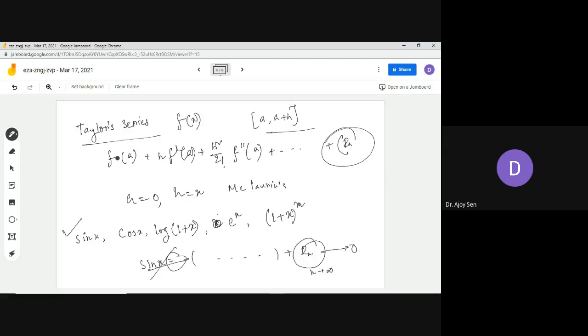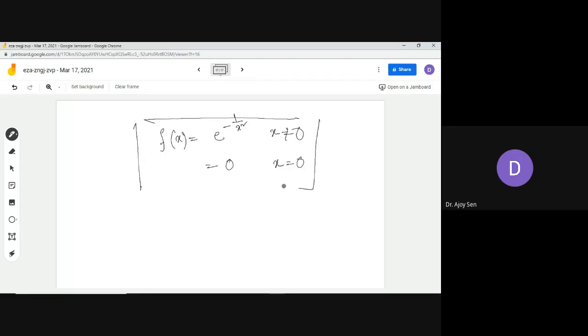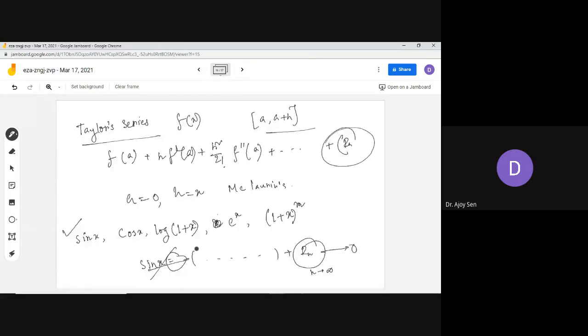There may be some functions I can give you that will be beneficial for you. Try to find the Taylor series of the function. This is your task. Apart from this, one of these exercises will come in your exam. These are the standard examples. One of them will come in your exam definitely.